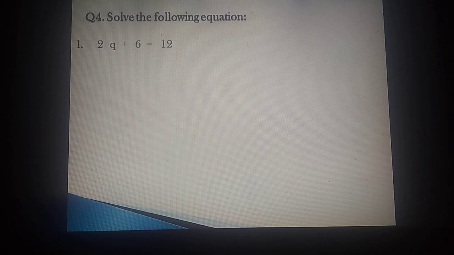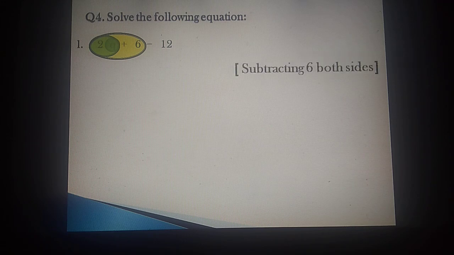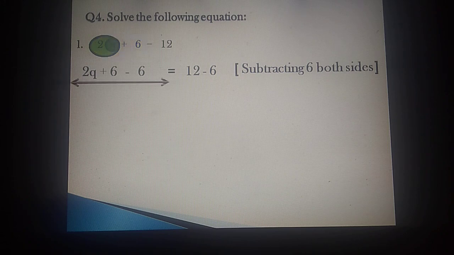Moving to next. It's 2q plus 6 equals to 12. First variable, then coefficient, and then constant on the same side. It's plus 6, so we will use minus 6 both the side. That is, we will subtract 6 from both the sides. Now solve LHS. Same value with different sign, cancel it. Left is 2q and RHS, you will get 6.